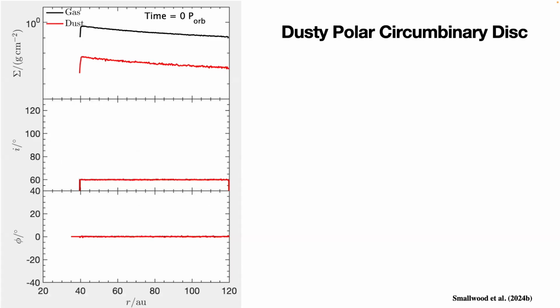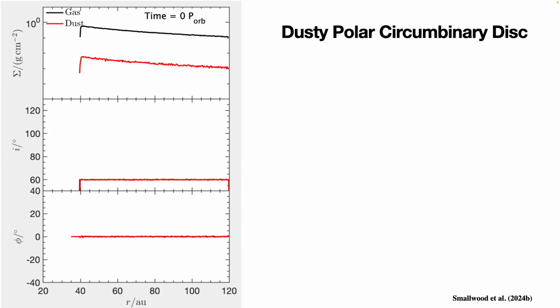I have to speed up. And so what we're showing here, the top panel here is the surface density of the gas and dust. The gas is in black, dust is in red. The middle panel here is the inclination, so they both start at 60 degrees, and the bottom one is phi, which again gives the precession rate.